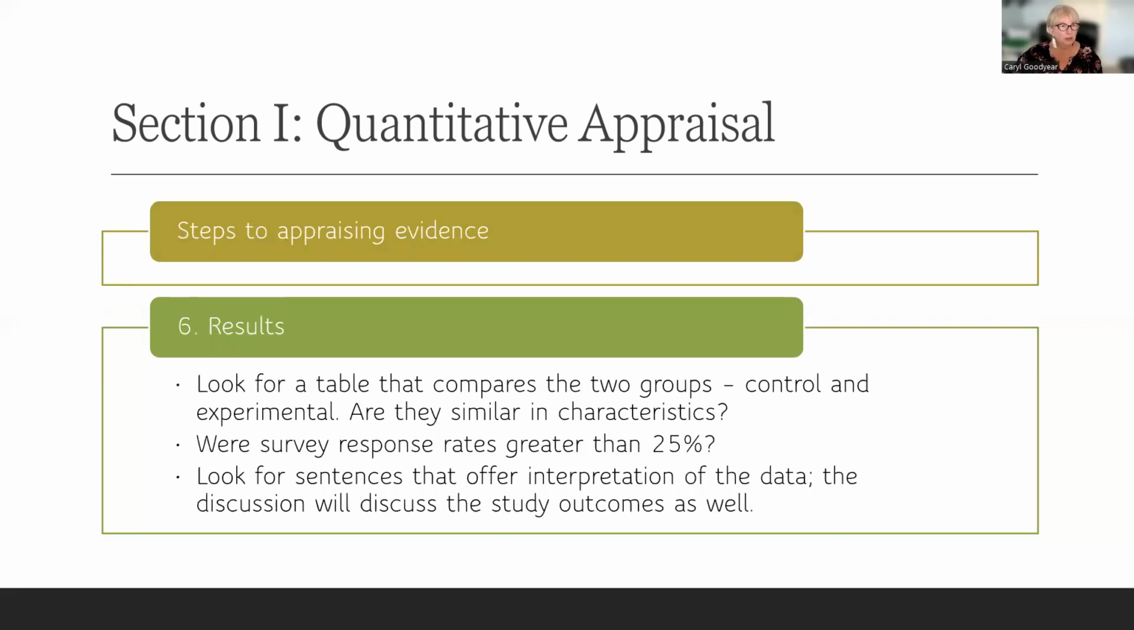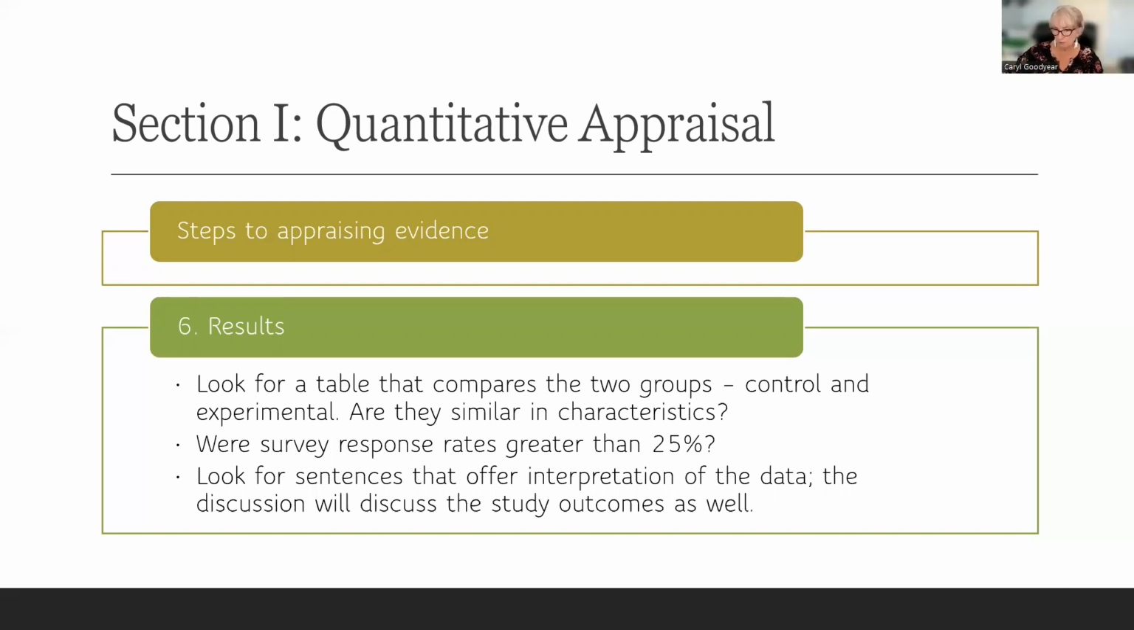Okay, results. You always look for a table in research studies that shows you the two groups, the experimental group and the control group. Do they have similar characteristics? And you want them to have similar characteristics. You want them to absolutely be the same if at all possible. And on page 5, in this case, Table 1 is the comparison of participant characteristics, and they're very similar.